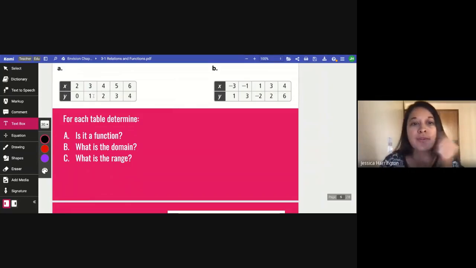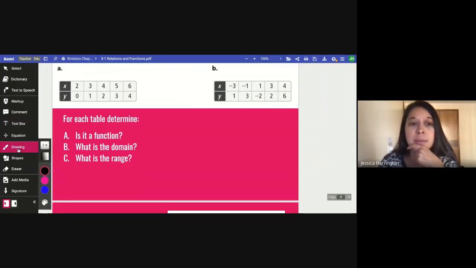So for each table, first we have to figure out, is it a function? Well, we know they're relations, right? Because relations just means a set of ordered pairs, and these are all ordered pairs, so it's a relation. So what's important is to figure out if it's a function. If it's a function, for every x value, there's only one y value. Yep. Yep. And yep.